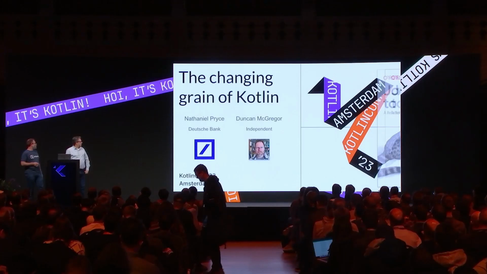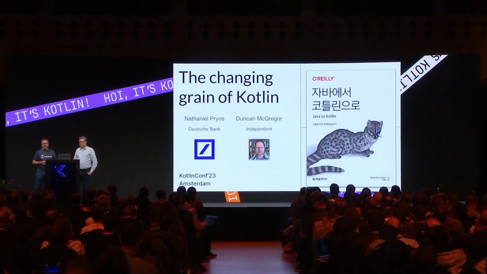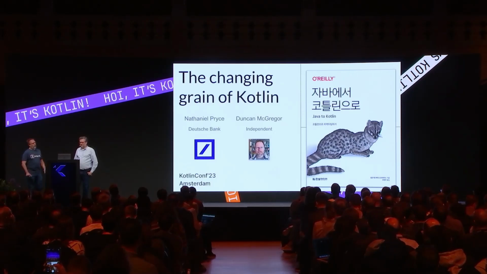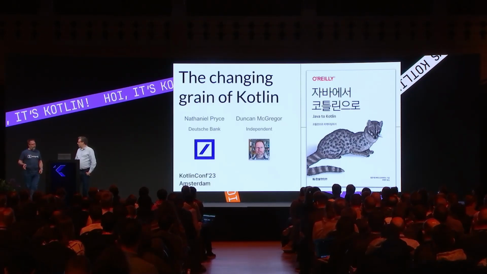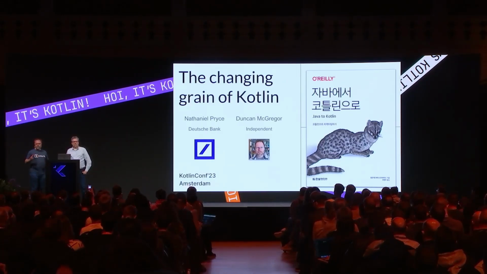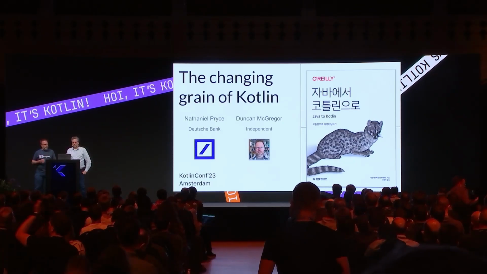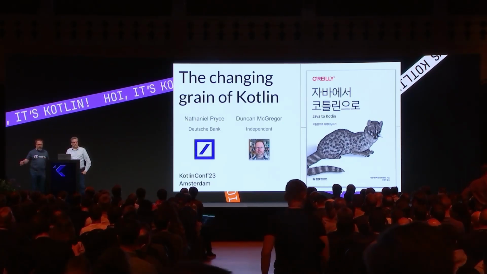Nat and I wrote a book together called Java to Kotlin, a refactoring guidebook, which is gratifyingly now translated into Korean. In the introduction to the book, Nat wrote about the grain of a language, how it differs between Java and Kotlin. This seems to have struck a chord with people, so we thought we'd pull on that thread today and have a look at the grain of Kotlin and how it's changed over the 5 years we've been using the language.